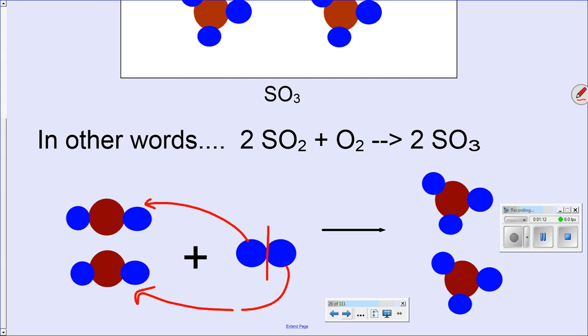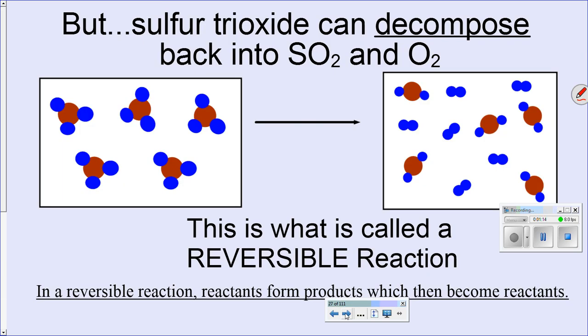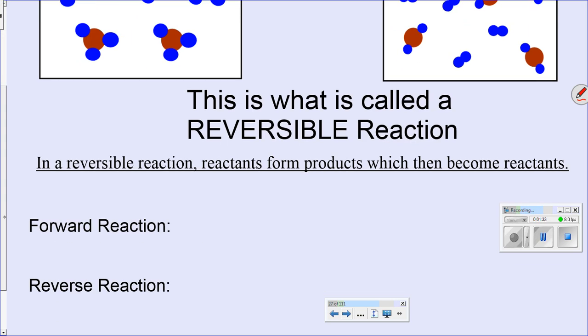Now, here's the deal with SO3. SO3 under the right conditions can actually decompose back to SO2 and O2. So this is what's called a reversible reaction. So some of these oxygens can come off and form a new little O2 right here and leave behind those other two SO2s. So this is a reversible chemical reaction.